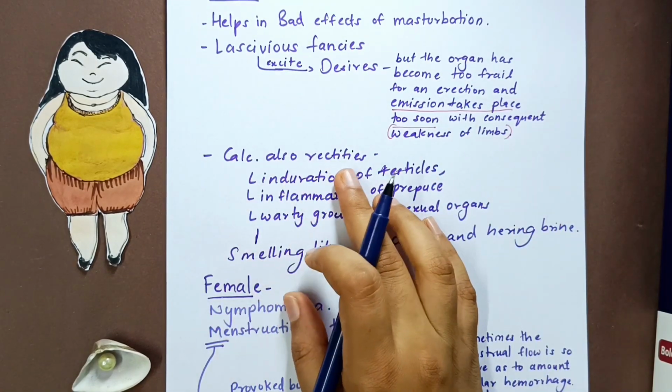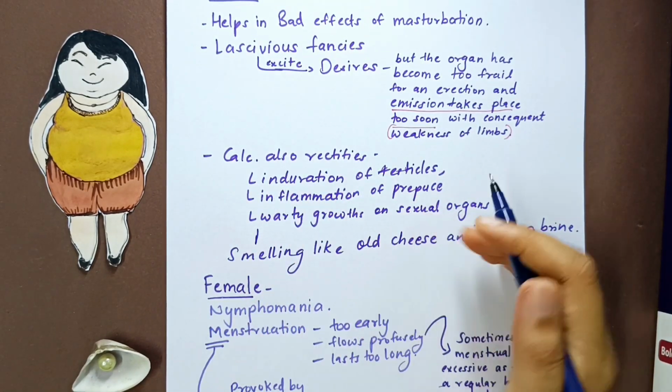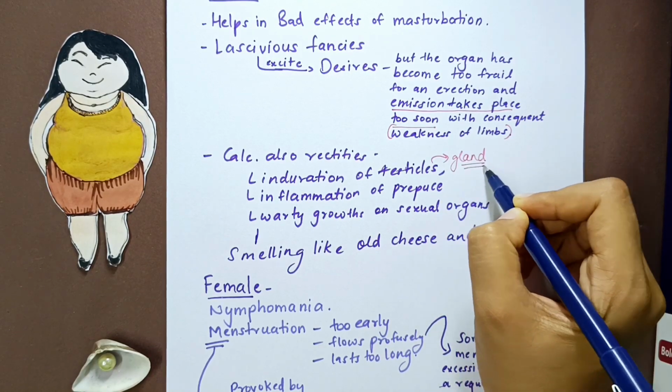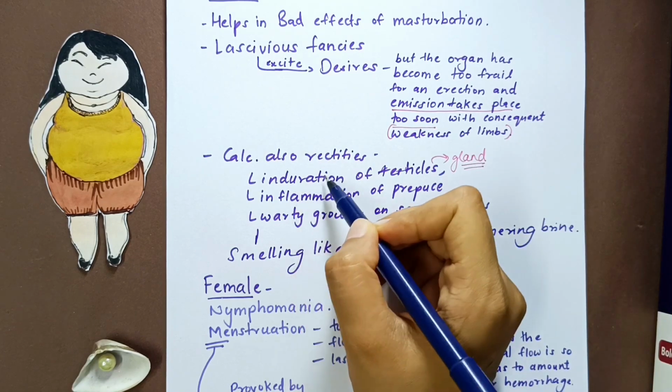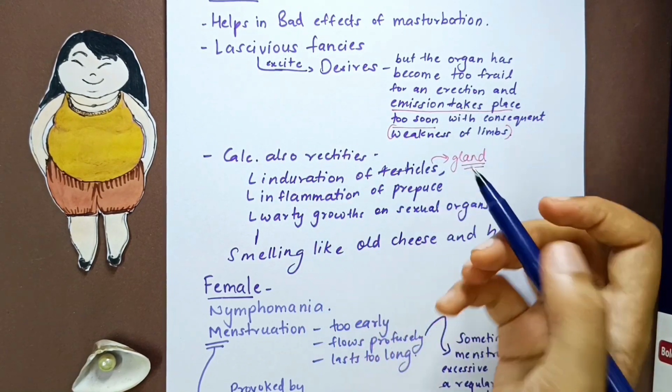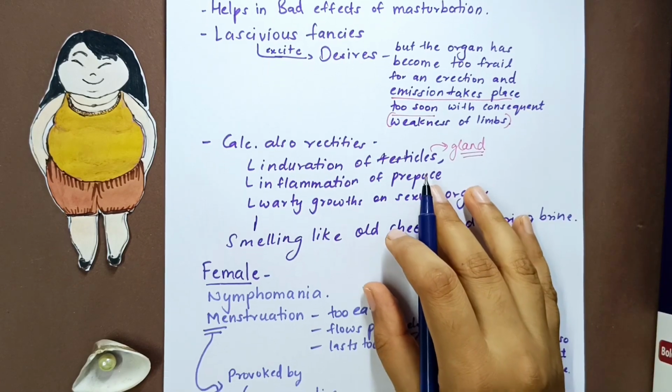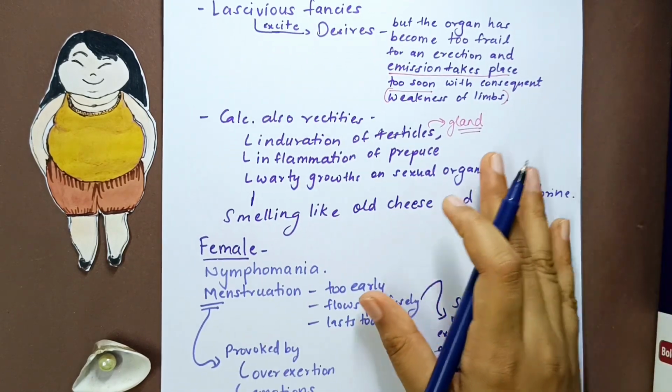Then Calcarea also rectifies induration of testicles. So again, testicles is actually what? It is only a gland of your body. Okay, it is one of the glands of your body. And induration takes place, it is hardening of the gland, that is, the testes. Again, this is a common symptom that you can remember. All the glands can be affected in Calcarea.